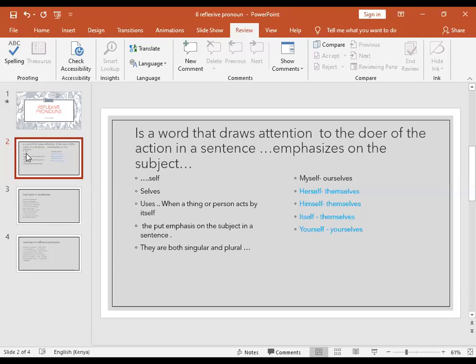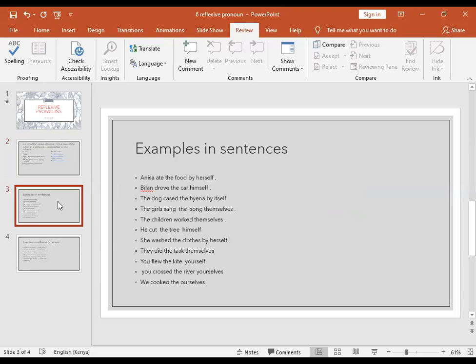So next, I'm going to look at examples of reflexive pronouns in sentences. How are they used in sentences? Before I actually take you through the sentences I've listed there, there is something important I want to note here.